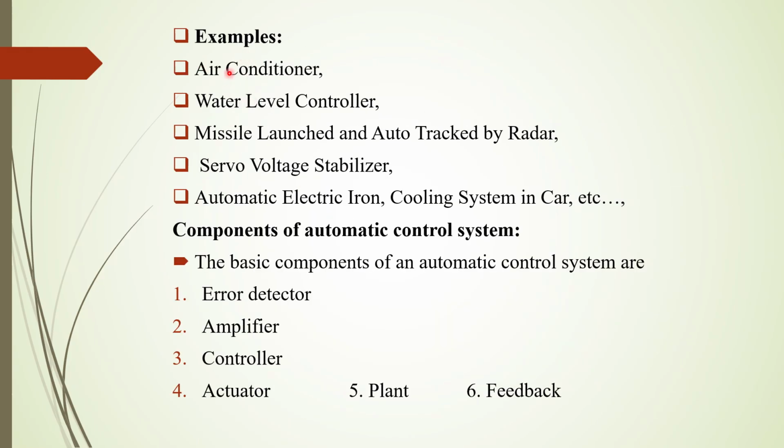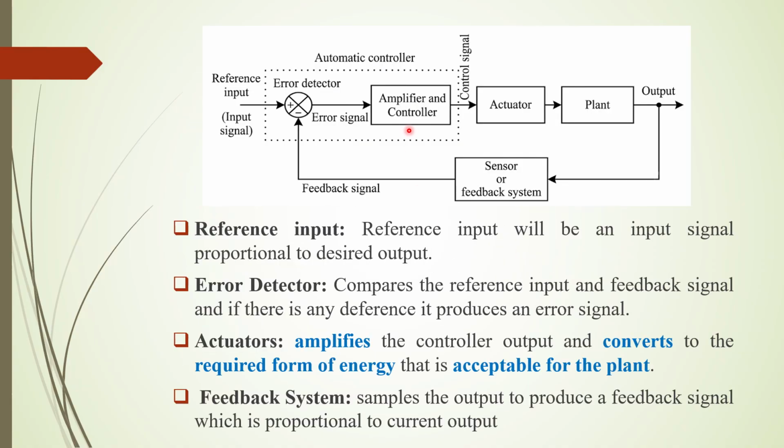Examples for closed loop systems are automatic control systems, air conditioner, water level controller, missile launching and auto tracking by radar, servo voltage stabilizers, automatic electric iron, cooling system, etc. The components of automatic systems. The basic components of automatic systems are error detector, amplifiers, controller, actuators, plant and feedback. So we can see this is the block diagram of an automatic controller.